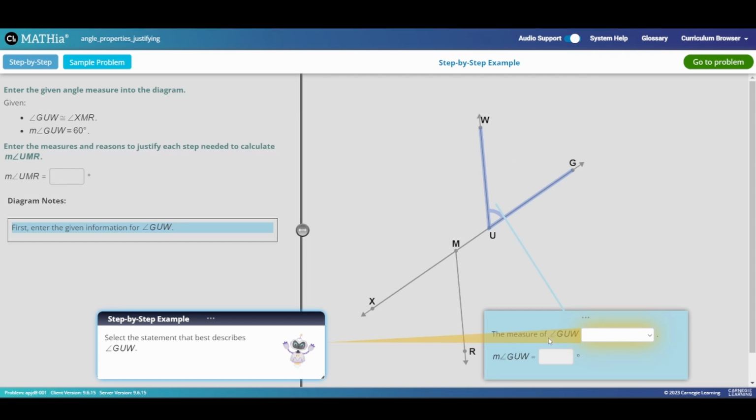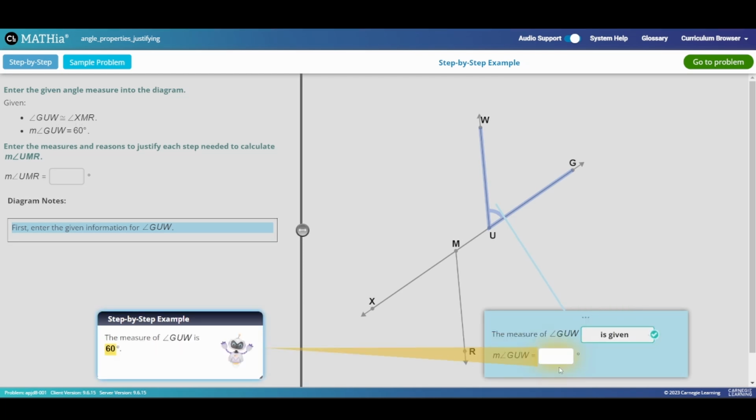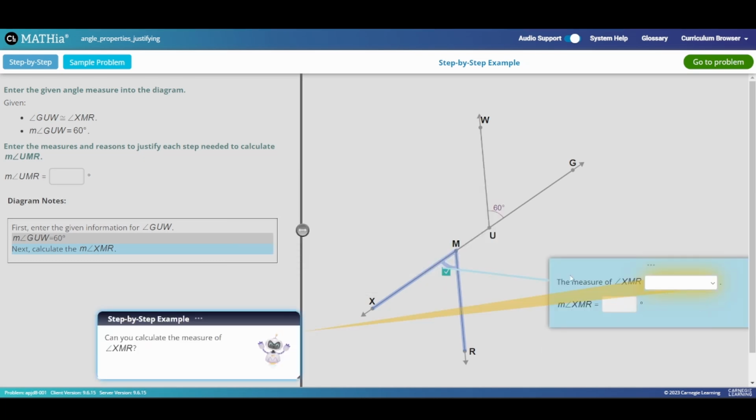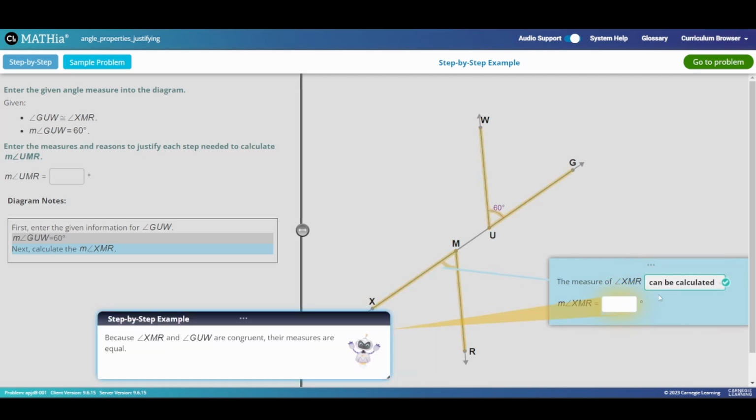It says it wants the measure of angle GUW, and that is given to us. Remember, it's given on the other side. So we're going to say "is given," and specifically it is 60 degrees. I'm going to hit enter there. Nice, and it does the next step for me. Now the next one, the measure of angle XMR, this one is not specifically given, but we can calculate it. So we're going to say "is calculated," or can be calculated.